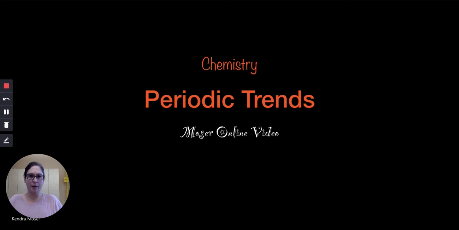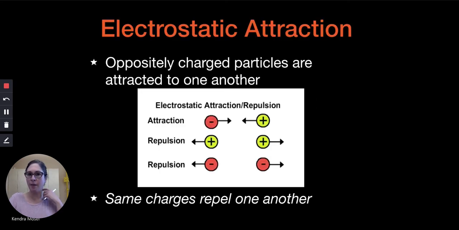So the first thing about periodic trends that we need to know is about electrostatic attraction. Basically that's this whole idea that oppositely charged particles are going to be attracted to one another, and if we have particles that have the same charge, they're going to repel one another. And so it's attraction and repulsion. And both of these are really, really essential to understanding periodic trends.